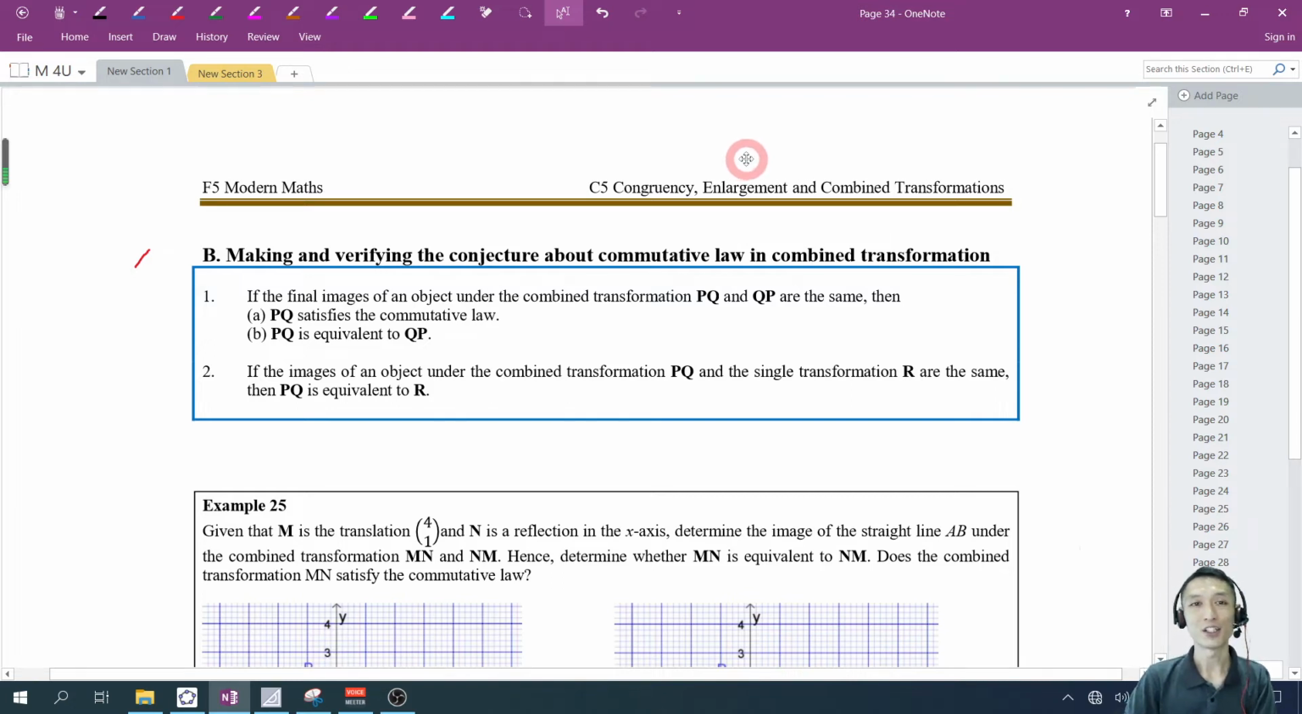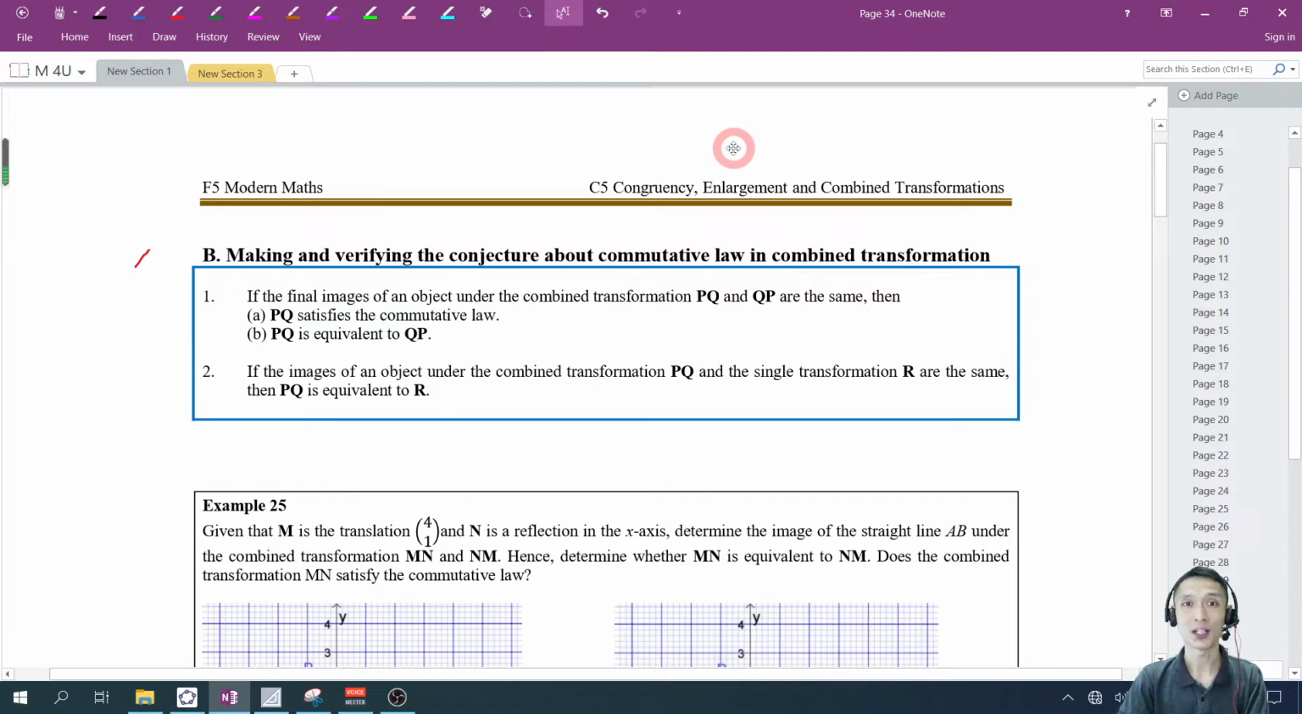Hi everybody, in this video let's talk about equivalent transformation. In the previous video I shared with you about the commutative law in combined transformation. Still remember, if I have a combined transformation PQ, I want to determine whether this combined transformation PQ satisfies the commutative law or does not satisfy the commutative law.